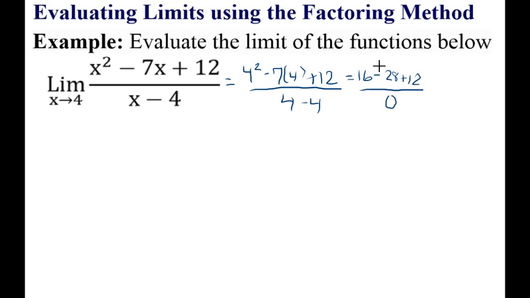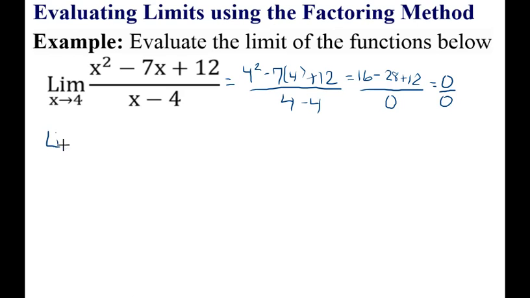If you keep going, 16 minus 28 is negative 12, and negative 12 plus 12 is 0. So we have 0 divided by 0. Well, 0 divided by 0 is indeterminate, which means direct substitution did not help us evaluate this limit here. So we want to use a different method, in this case the factoring method.